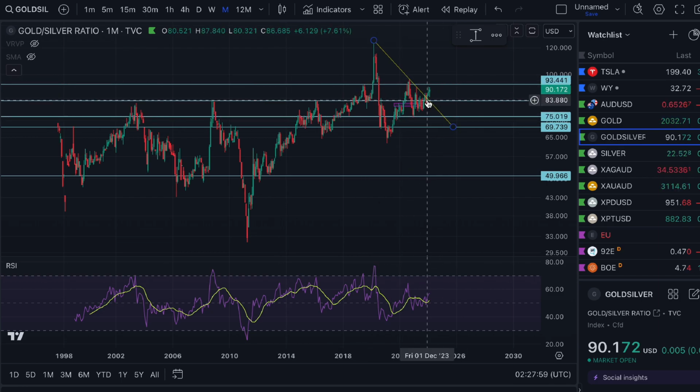Very quickly, as I said, gold is slightly outperforming silver at the moment, but do watch that little area of resistance at around that 1 to 93.